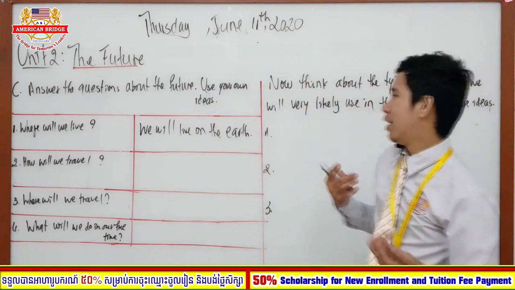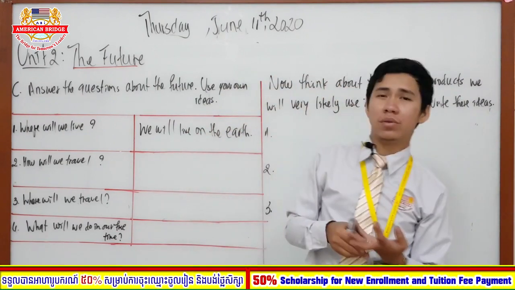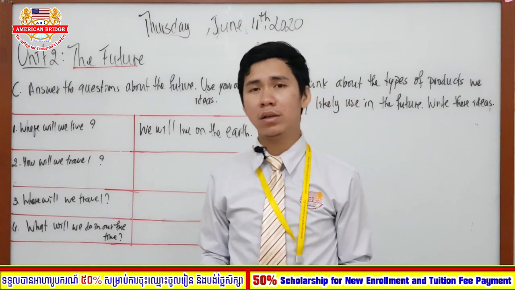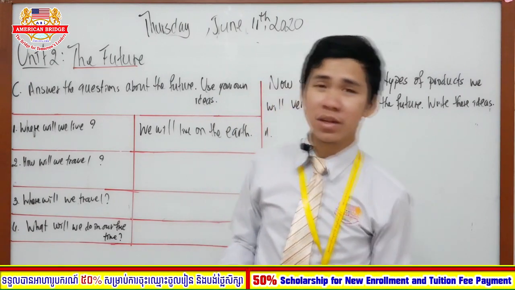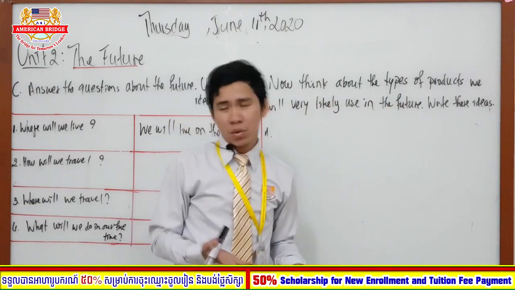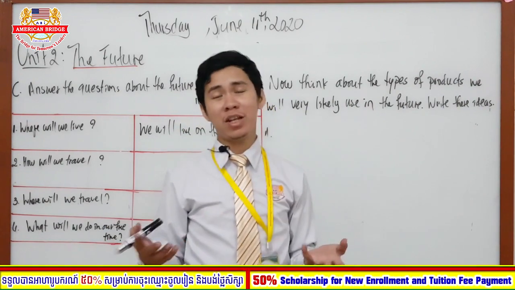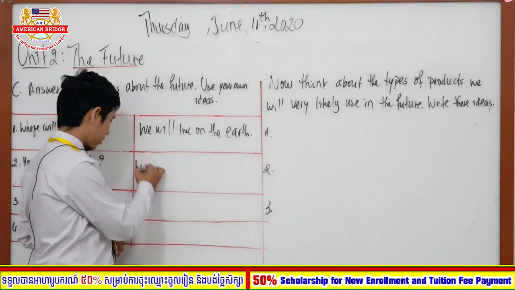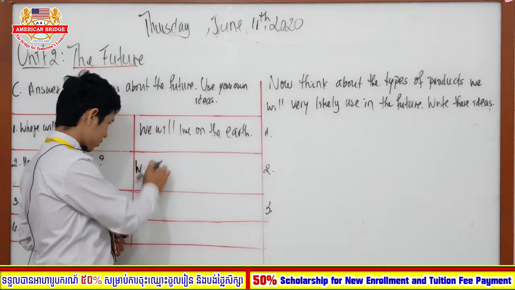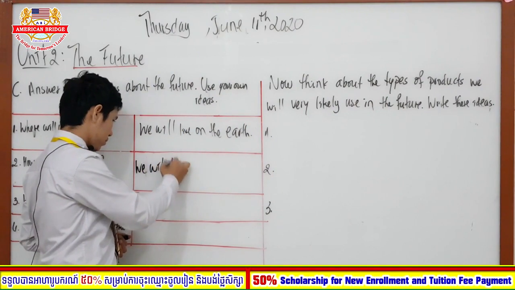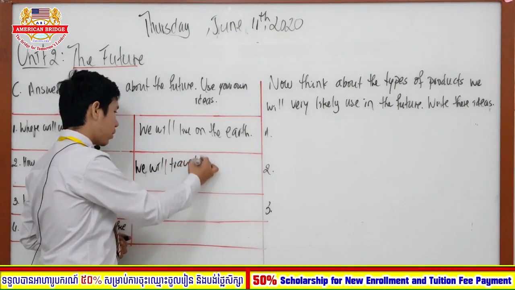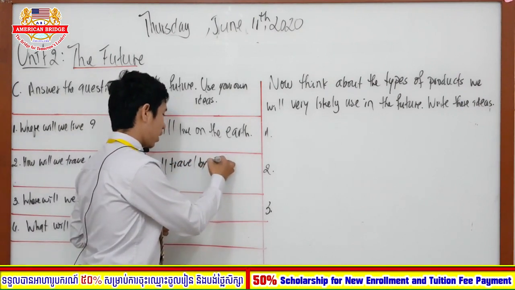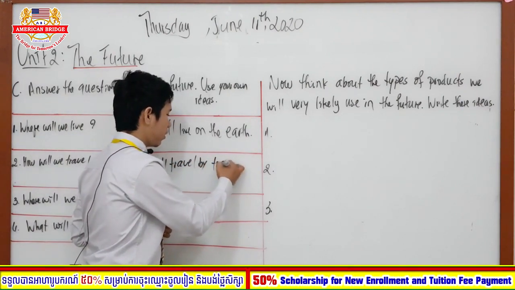Okay, all right. The second question: how will we travel? As you see, presently we travel by motorbike, by car, by bicycle. So how will we travel in the future time, right? Good, right? We will travel by what I want. I can say by train, right?